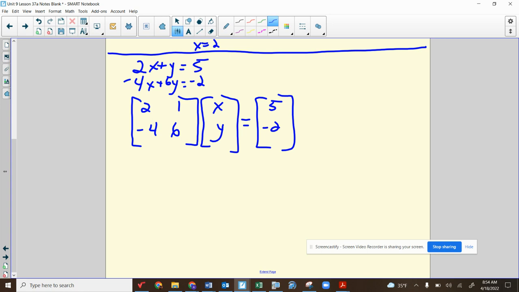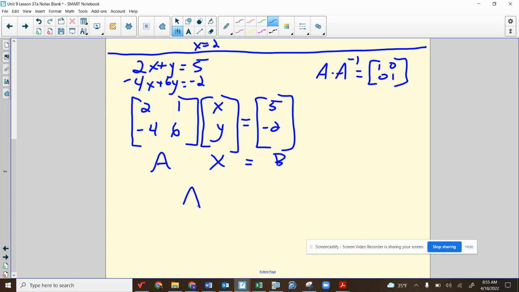Now there is no such thing as division of matrices. So what we do is something that's called an inverse. And what an inverse does is when you have a matrix, let's call it A, and you multiply it by its inverse, you get what's called the identity matrix, which is basically like multiplying by 1 when we're doing regular numbers. So multiplying a matrix and its inverse gives you the identity matrix. Let's call this matrix A, call this matrix X, and call this matrix B.